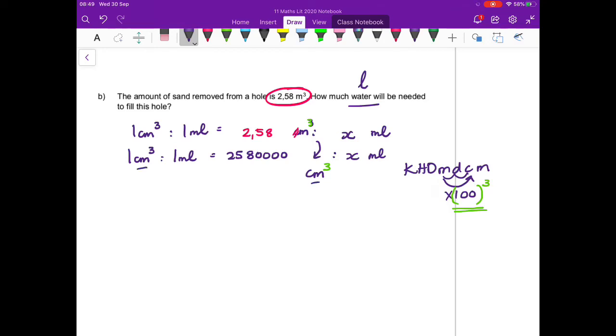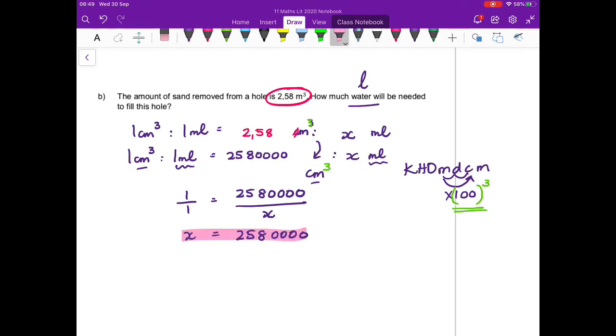So now all my units are the same. Now I can carry on with my calculation. So 1 over 1 equals 258, 1, 2, 3, 4 over x. So x will equal 2, 5, 8, and 1, 2, 3, 4 zeros. Again, I go and check. What is x? It is milliliters. And that's not a very good number to work with. So we are going to change milliliters to liters, or let's see if we can change it to kiloliters.